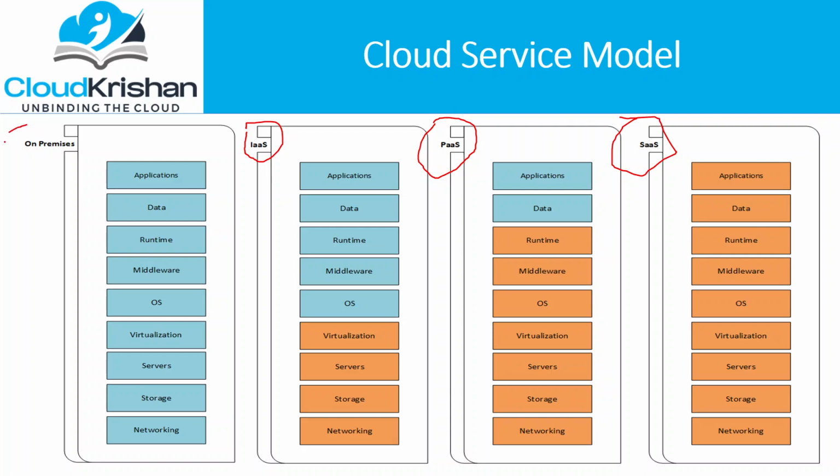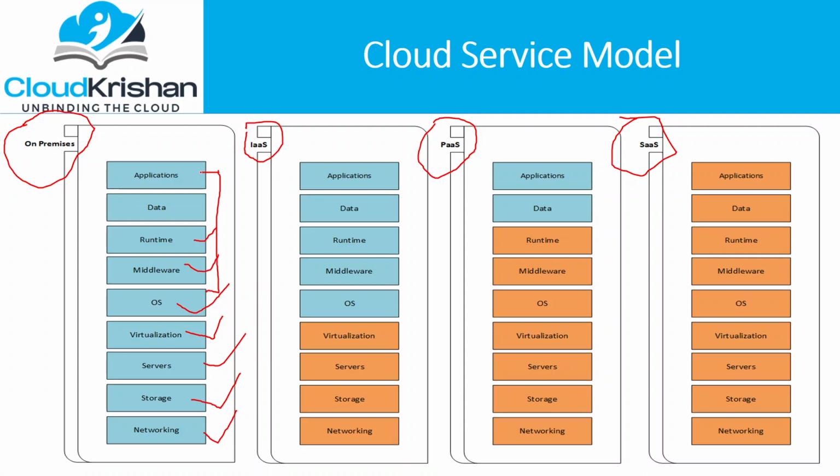And on premises means it's nothing to do with cloud. On premises is when you have everything. Your organization has their own networking, their own storage, their own servers, and their own virtualization software on their cluster of servers, and they have their operating system, middleware, runtime, everything. This is on premises, and most of the organizations till now were in the on premises mode, but slowly they are moving to the cloud.